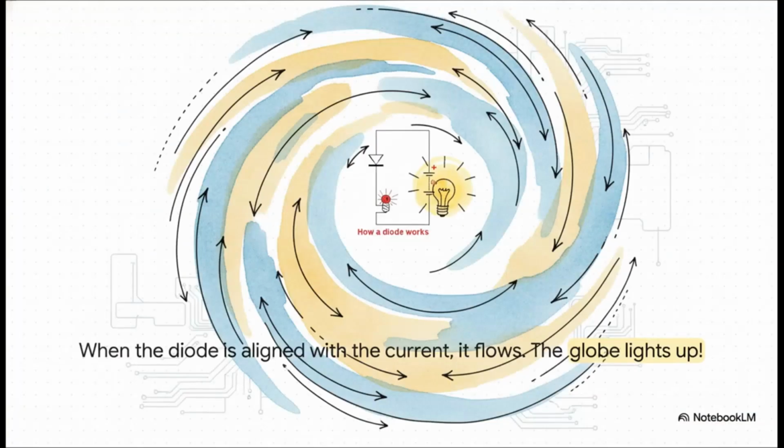Okay, so here we've got a really simple circuit, a battery, a diode, and a little light bulb. The diode's arrow is pointing in the direction of the current, flowing from the positive side of the battery to the negative. We call this forward bias. And look what happens. The current flows and the globe lights up. Everything is working just like it's supposed to.